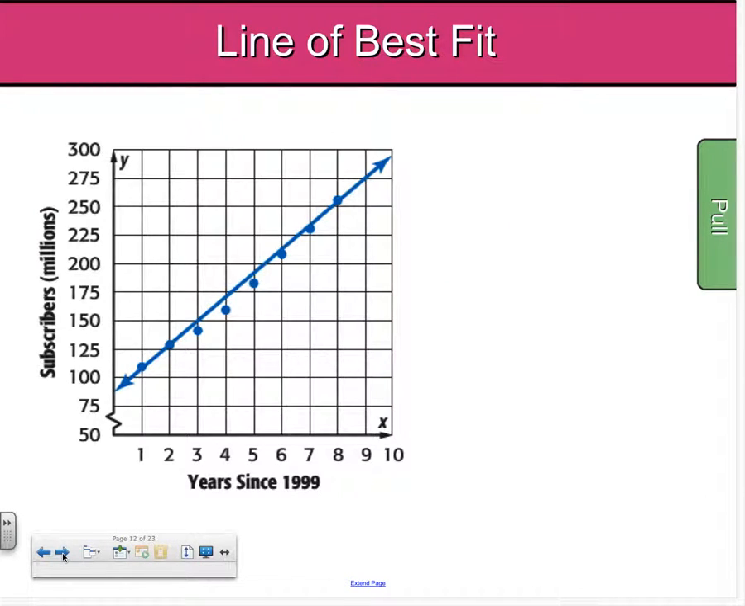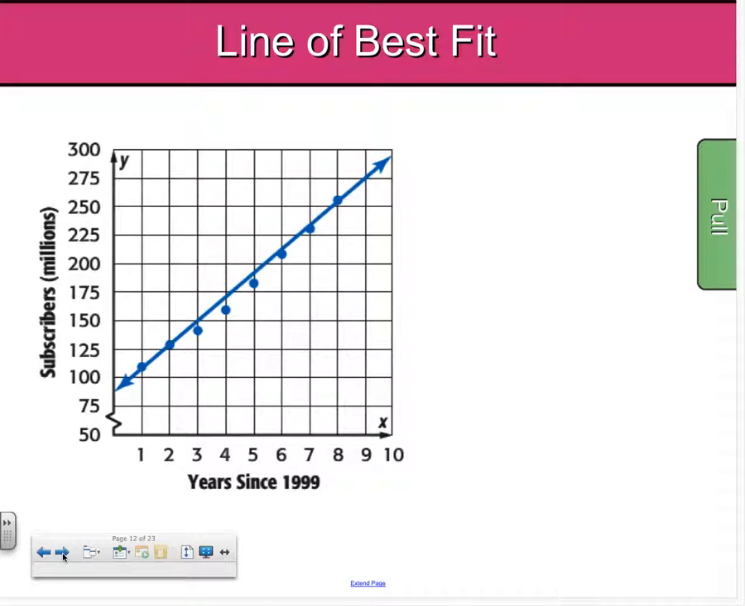Well, let's take a look at this example. Here we have some data that's already been graphed and a line of best fit that's already been drawn for us. And what we can do with this line of best fit is we can come up with an equation. And then once you have an equation for a set of data, there's all kinds of things you can do. All right, so let's take a look at this. How can I come up with an equation for this line?